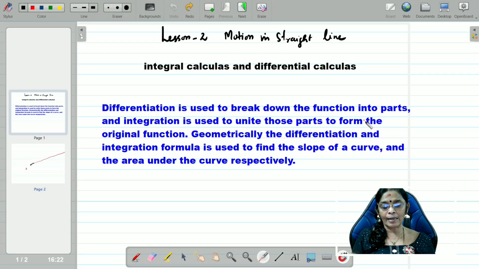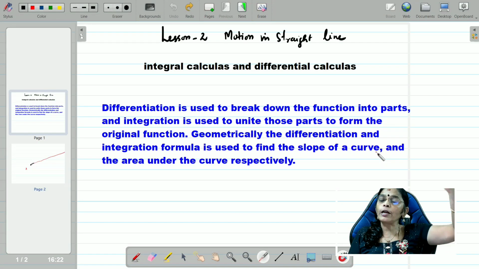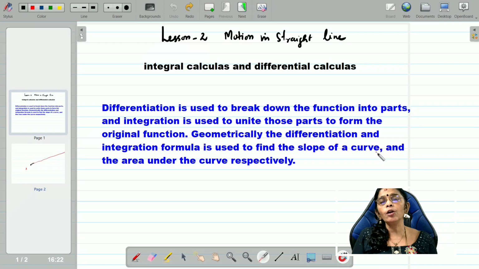Geometrically, differentiation is used to find out the slope of a curve. Integration gives the area under the curve. So if you want to find out the largest value, you have to find out the area under the graph by knowing the smallest value.